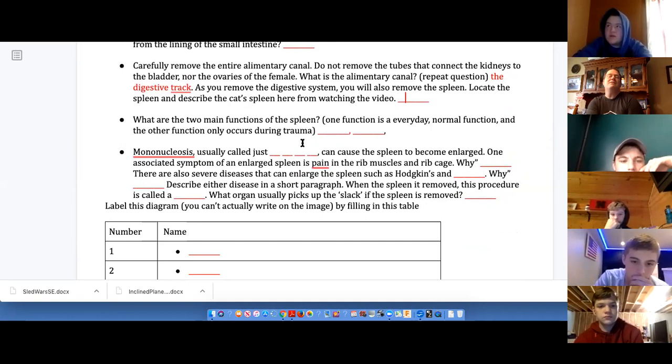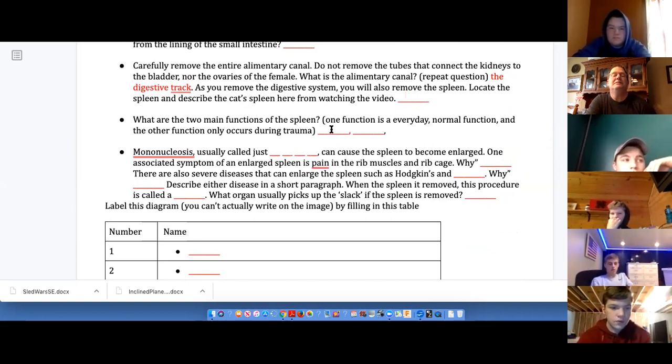Okay, two main functions of the spleen. Anybody? Filter blood and make white blood cells. Okay.